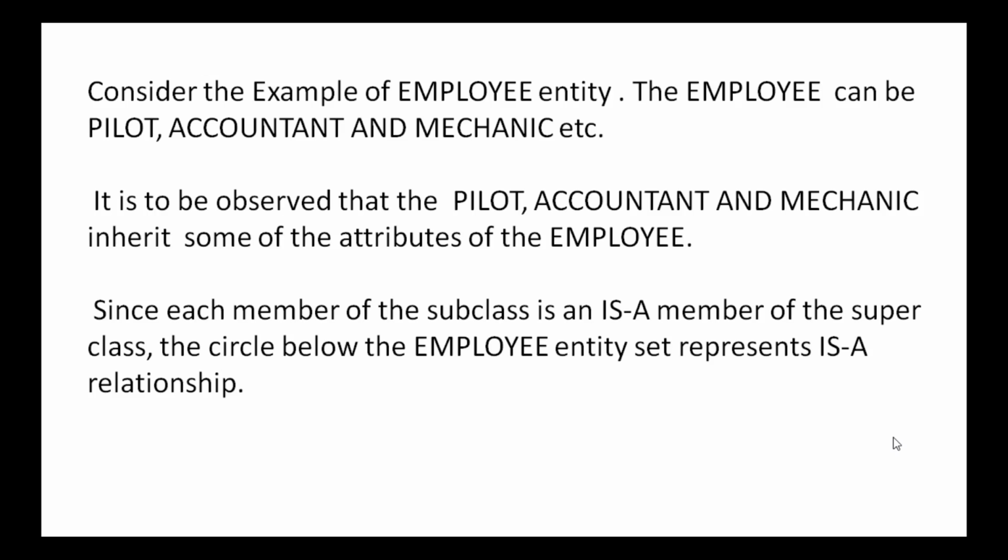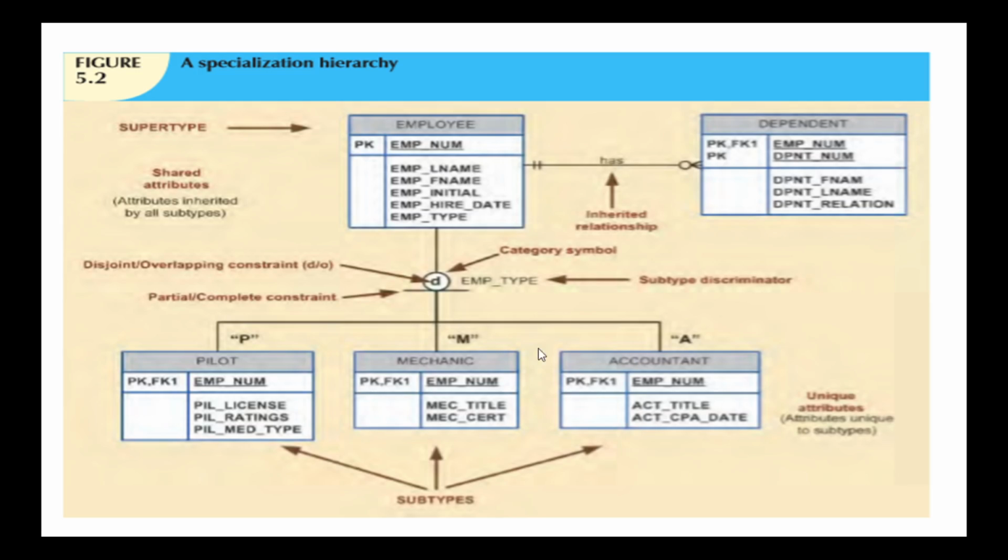So the circle below the employee entity set represents the ISA relationship. Just see this diagram. Employee type, actually this employee type attribute is known as the subtype discriminator. That means it determines which type of employee subtype is defined by this attribute, and it also establishes the ISA relationship between the employee supertype and employee subtypes.